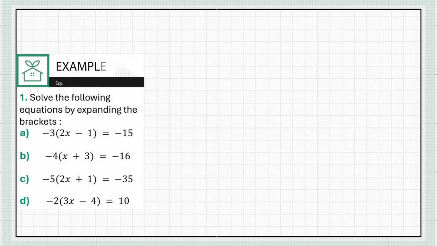Alright, welcome back. Now we're going to be looking at how to solve some equations involving brackets that have some negative signs. We just need to remember our rules when it comes to negative numbers. So if the signs are both negative, it becomes a positive. So a negative multiplied by a negative is a positive. A negative divided by a negative is a positive.